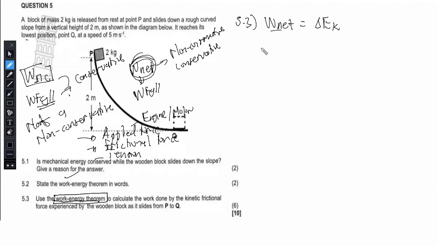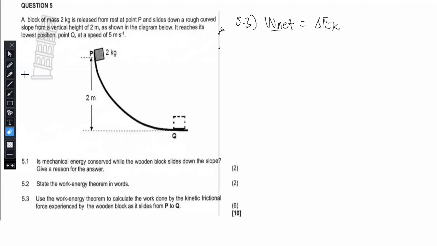Okay, so let's now use the WNet formula. If I have to use that, I have to first figure out the forces acting on the 2 kg block as it slides down. So let's say at a particular point here, we have to draw a free body diagram as it slides down. This will be the normal force, always perpendicular to the surface. And then here, let me resolve two components. I will have my FG perpendicular, and then sliding down the incline will be my FG parallel, and then opposing the direction of motion will be the kinetic frictional force.